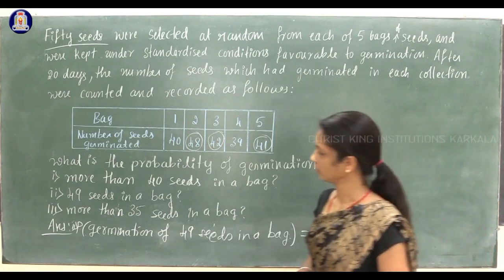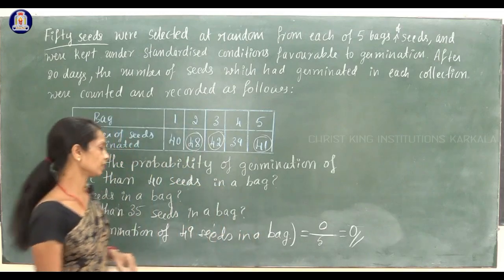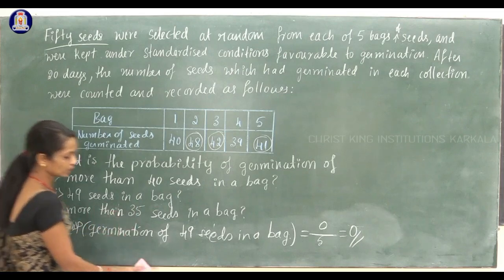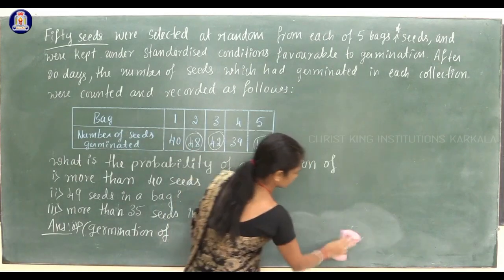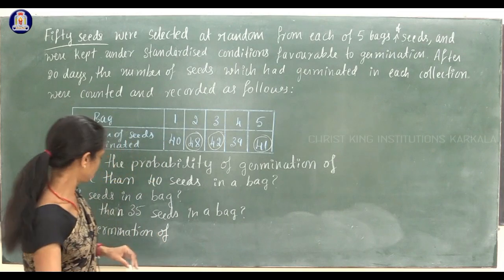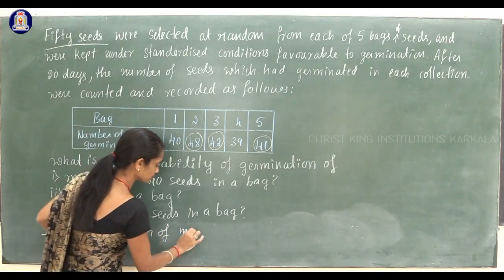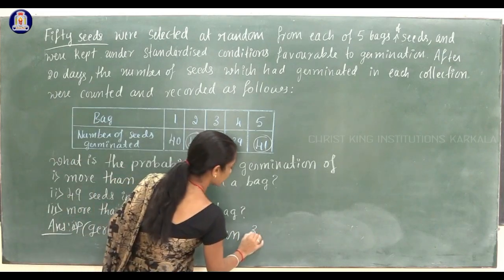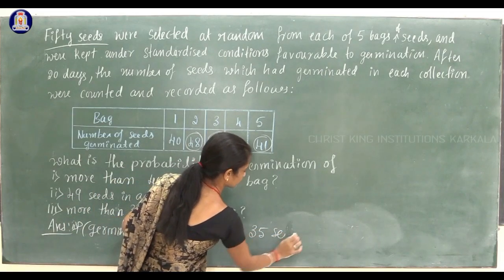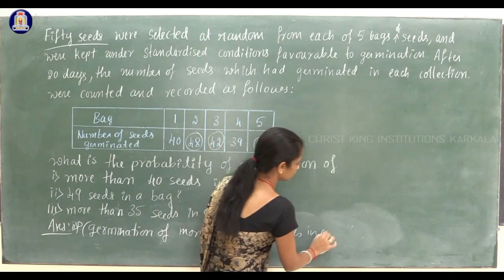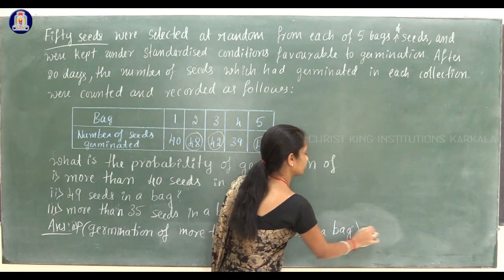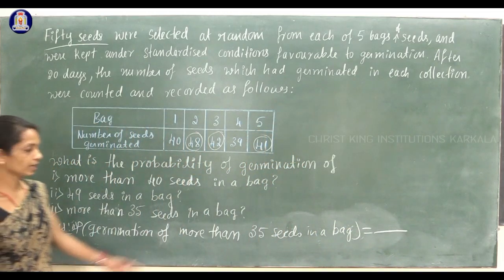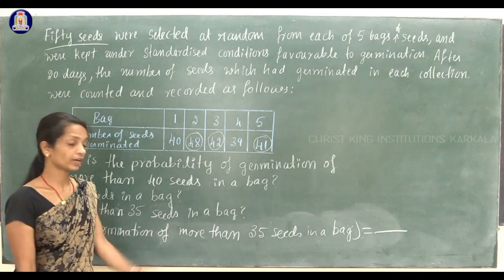Okay, and next, the same type: the probability of the third event. What is the probability of the third event? That is the probability of germination of more than 35 seeds in a bag. Now you have to see the table. How many bags are having more than 35 germinated seeds?